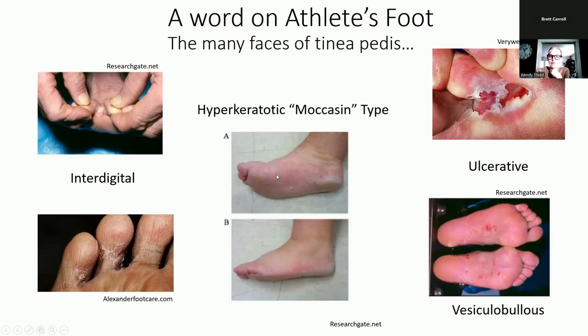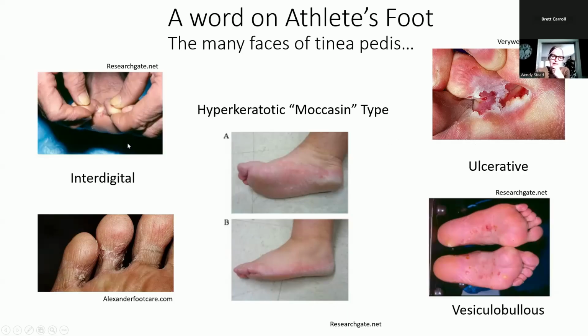There's also the more diffuse or moccasin type tinea pedis, which you can see here, which really just involves the whole plantar surface of the foot and along the edges here. And then there are less commonly seen, but more advanced types of tinea, like vesiculobullous lesions, ulcerative lesions. If you're seeing stuff like this on feet, I think a referral to see somebody in dermatology is probably important.